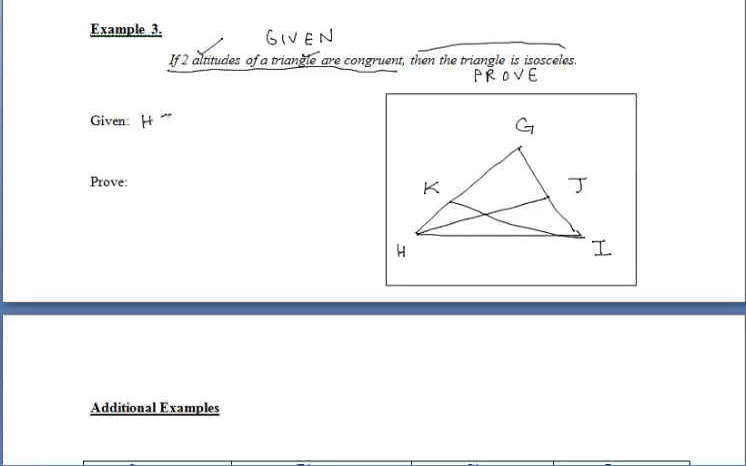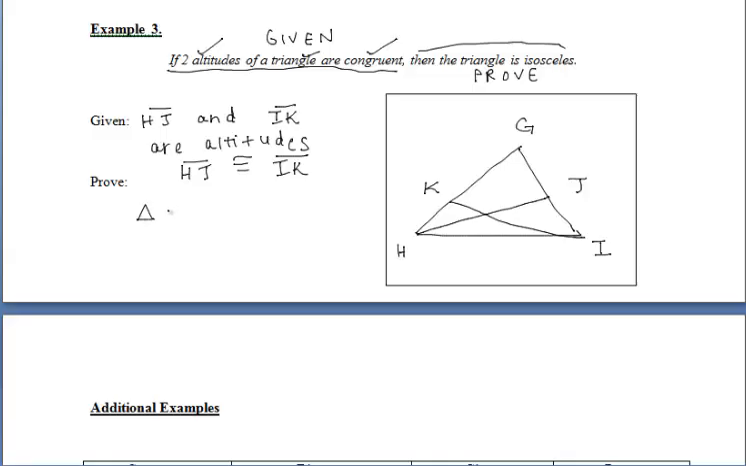So we have two altitudes, so we have to mention in our givens that they're altitudes, because whoever is going to prove this proof has to know that those two segments are altitudes. So we know segment HJ and segment IK are altitudes. But if we look in our given information, we have to say that the altitudes are congruent, because it's saying if two altitudes are congruent. Well, we have our two altitudes and they're congruent. So we know that segment HJ is congruent to segment IK.